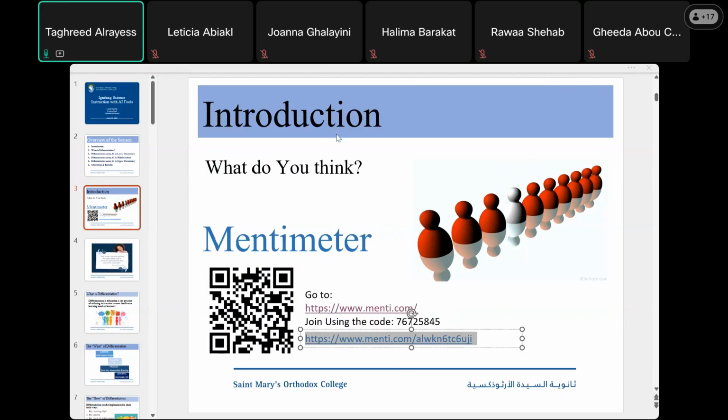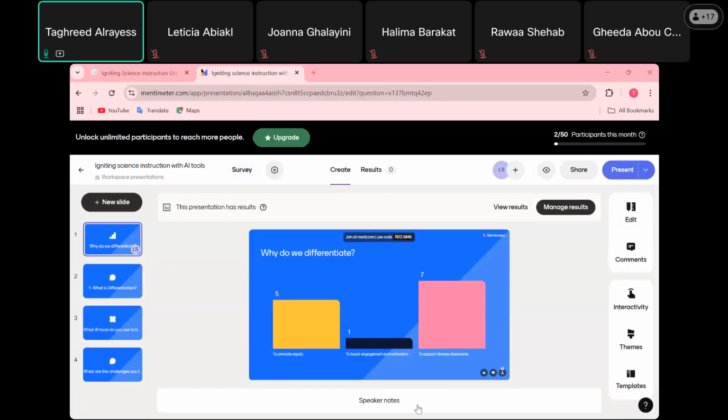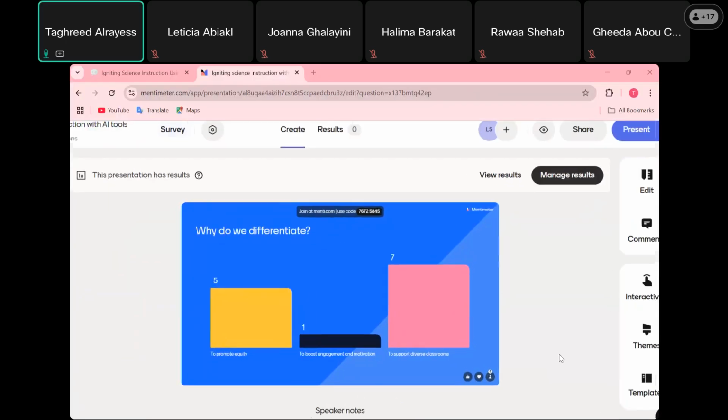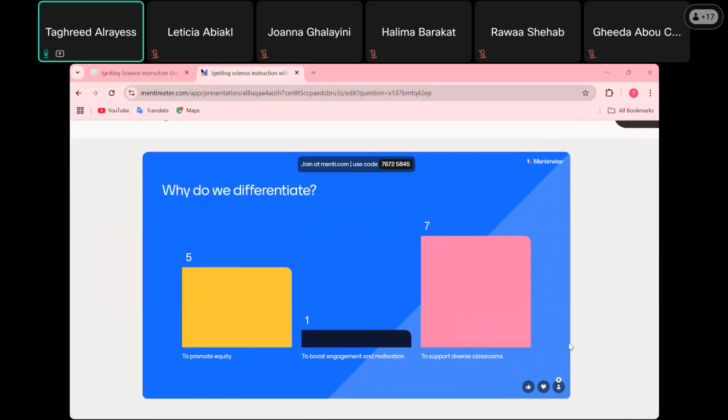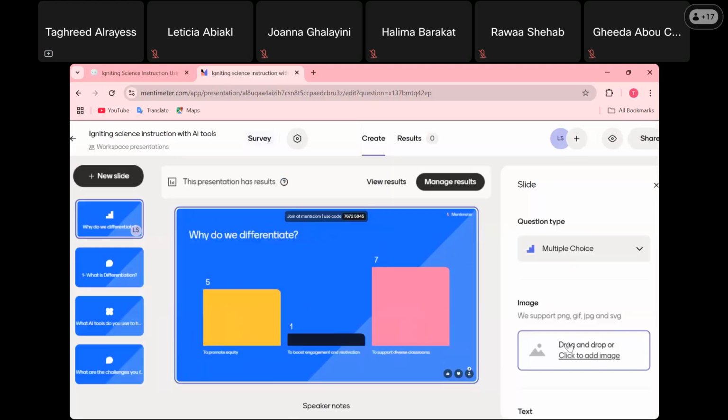Okay, so the first question is, why do we differentiate? It's a multiple choice question. To promote equity, to boost engagement and motivation, or to support diverse classrooms? We're going to share our screen so we can see the answers together. So far, the most common answer is to support diverse classrooms. There is no right or wrong answer. We're just brainstorming together and discussing things, and we're going to discuss all the answers throughout the session.